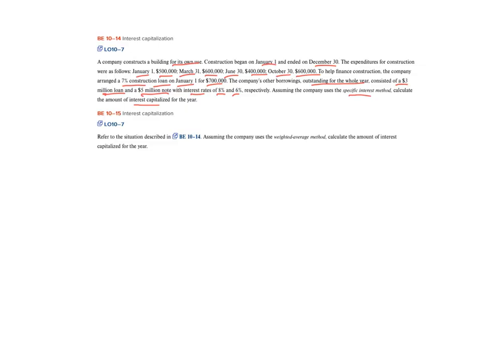Okay, so to do this, our first step is to calculate the average accumulated expenditures. So on 1/1, we had expenditures of $500,000. That's pulled from right here. We're going to multiply that by the number of months that it was outstanding, that fraction out of 12 months, and it was 12 over 12. This produces for us $500,000. On 3/31, we had expenditures of $600,000. This was then outstanding for 9 months. Produces for us $450,000.